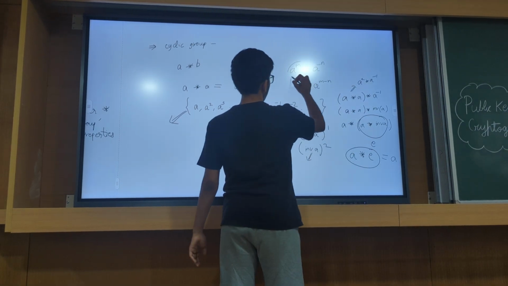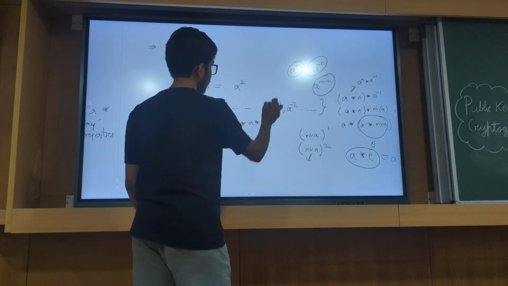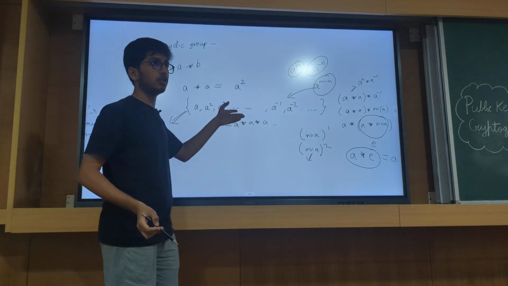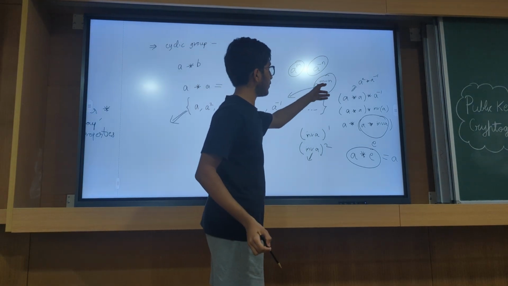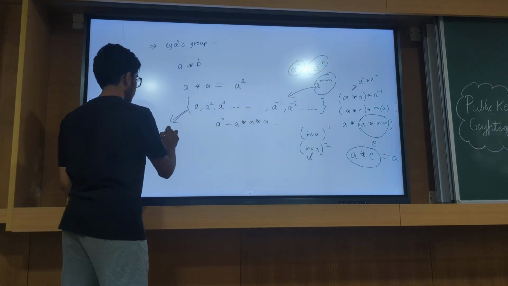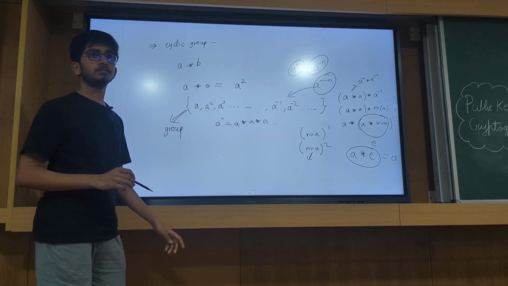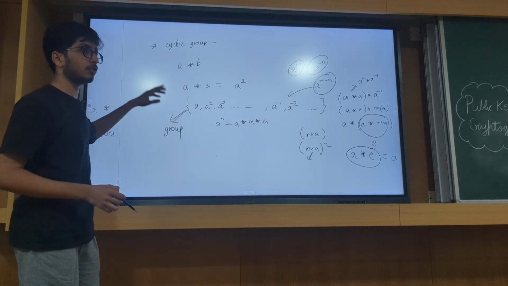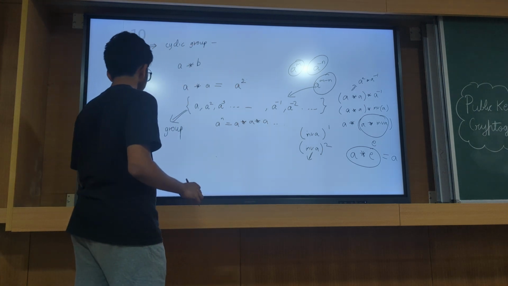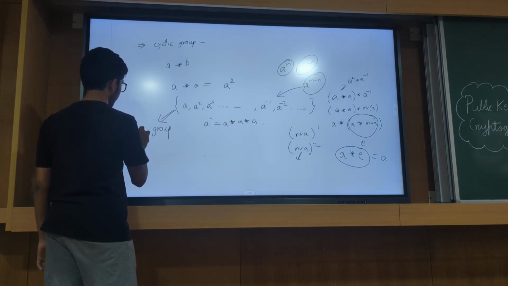Similarly, A power m into A power minus n, you'll get A power m minus n using the properties of group. And this clearly belongs to this set, right? Because you can see clearly A square, A cube, A power minus 1, A power minus 2. So A power m minus n also belongs to this set. So you can prove that this set is a group. Like it satisfies the properties of a group, the 4 properties that we defined on the first page. This set of elements satisfies those properties. So this is a group and it is a cyclic group.